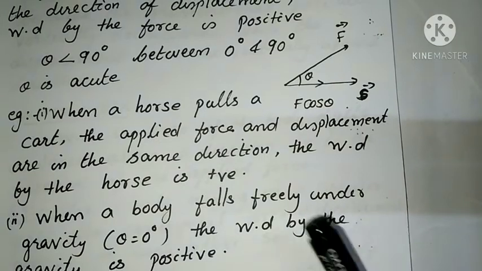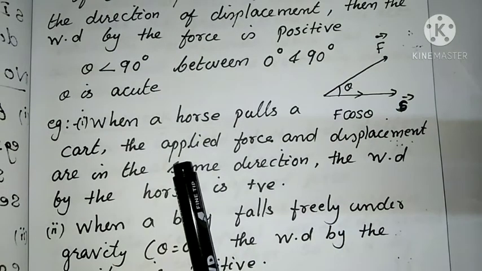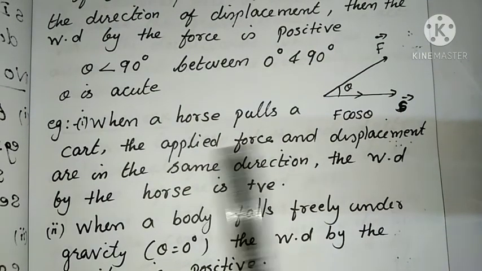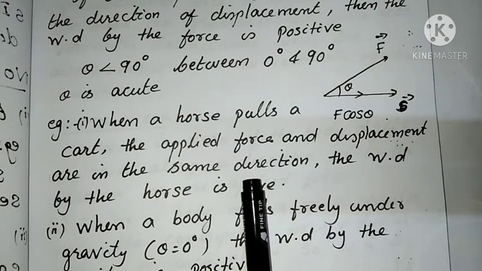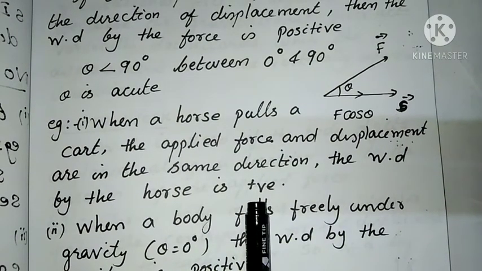So first example, when a horse pulls a cart, what happens there? The applied force and the displacement of the cart are in the same direction. So the work done by the force is positive.